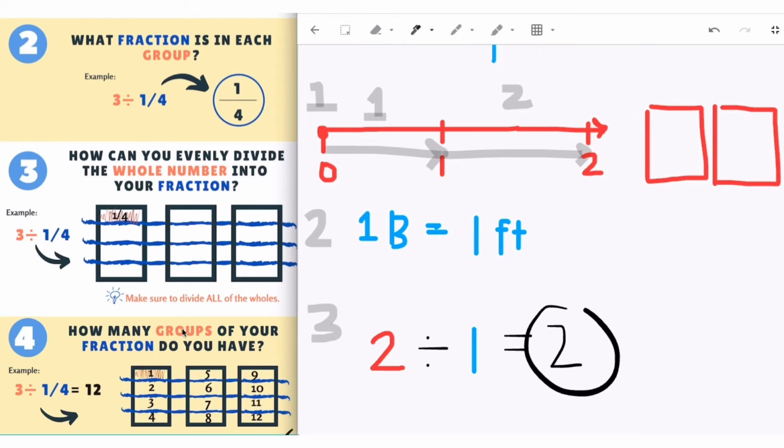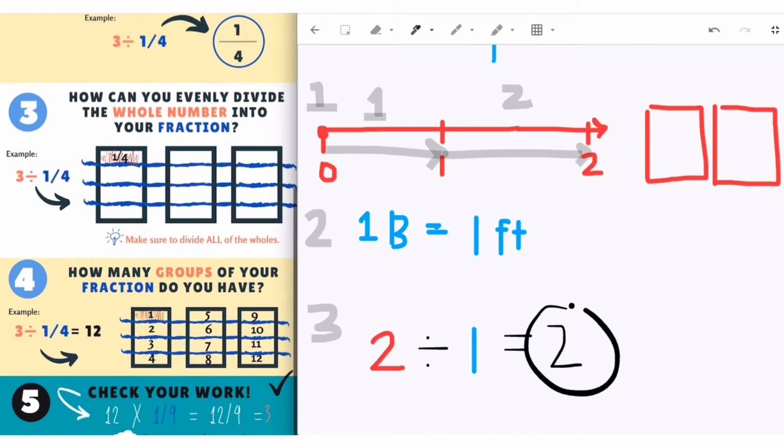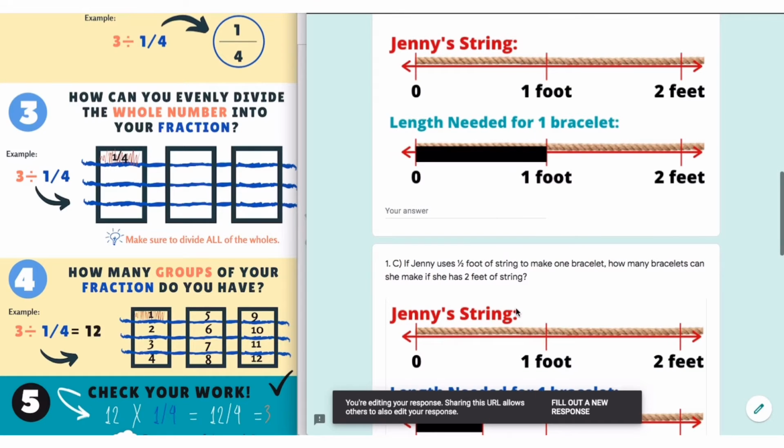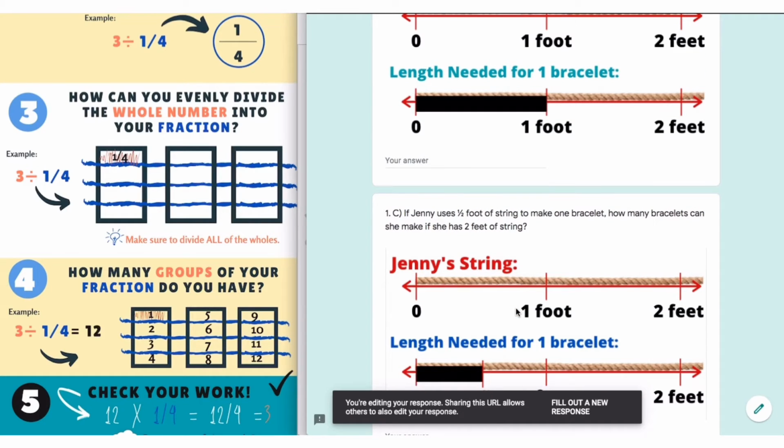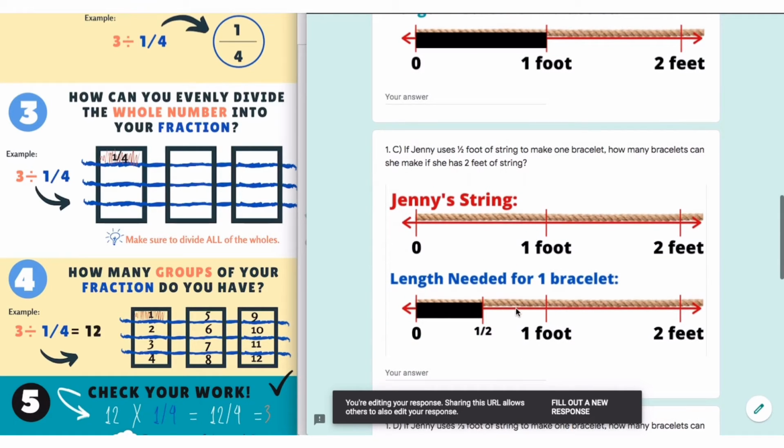I can check my work, finally, by multiplying. I can say, does 2 groups of 1 equal 2? And yes, it does, so my answer is correct. And now I can move on to 1C. 1C says, if Ginny uses half a foot of string to make 1 bracelet, how many bracelets can she make if she has 2 feet of string? So this is the first time we're getting to a fraction. So that we know for 1 bracelet, Ginny uses half a foot of string.